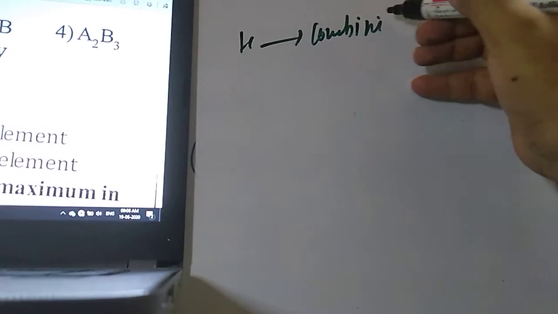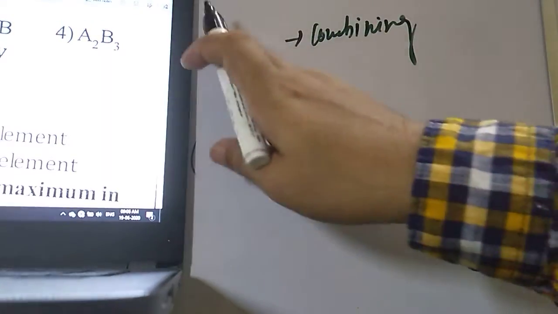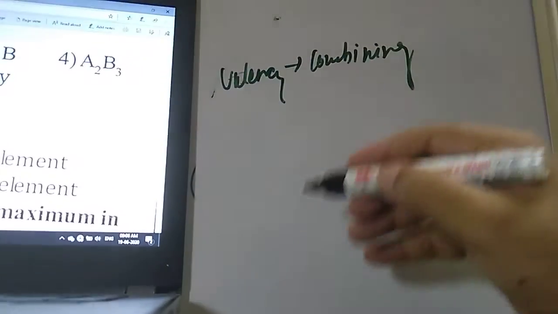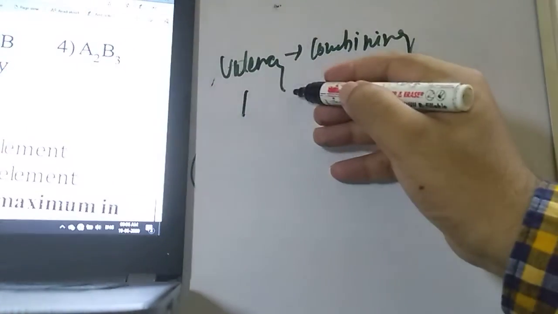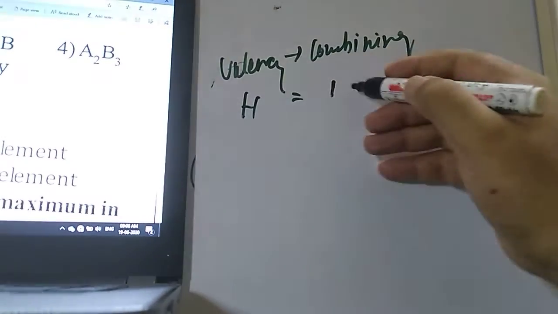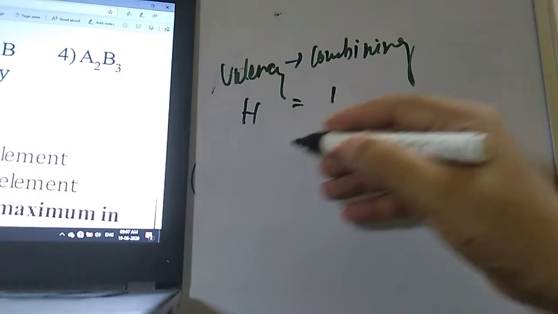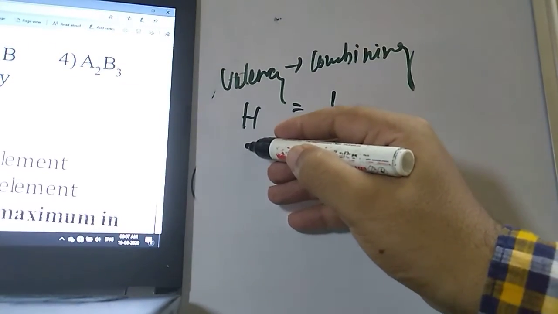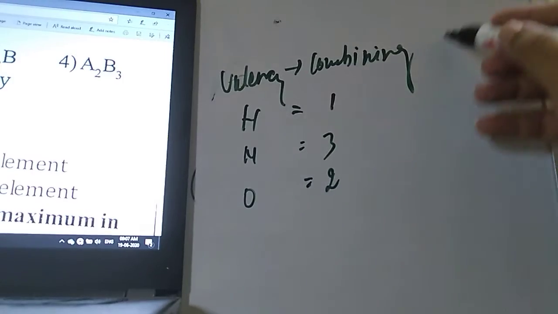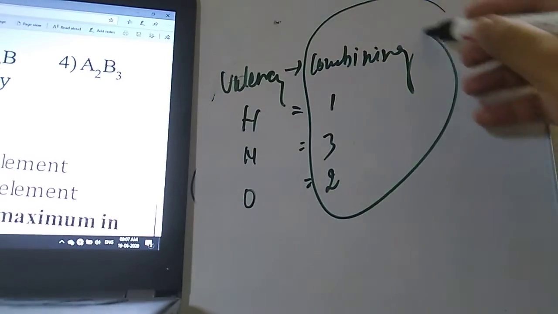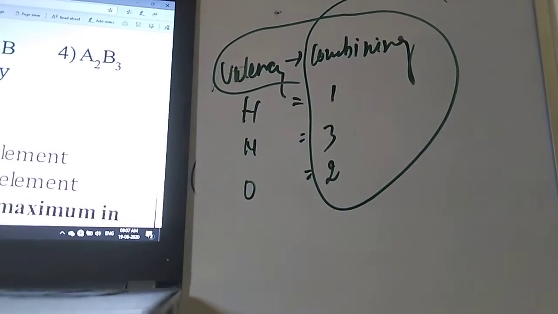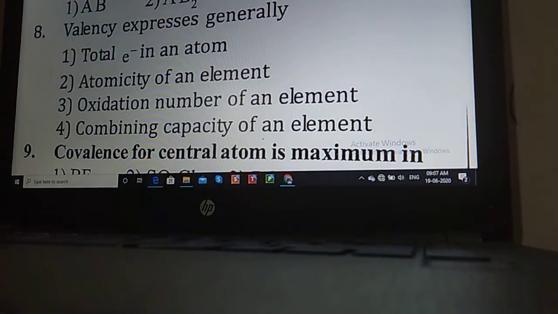Combining capacity, how much, student? You can write here, valency is equal to combining capacity. If valency is 1, the combining capacity is that of hydrogen. If you talk about nitrogen, combining capacity is 3. Oxygen, combining capacity 2. So valency is representing the combining capacity. So the correct option will be option number D.